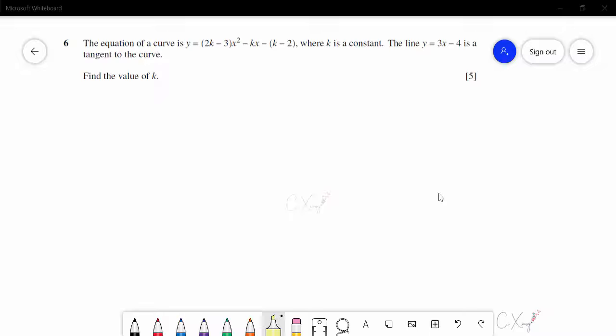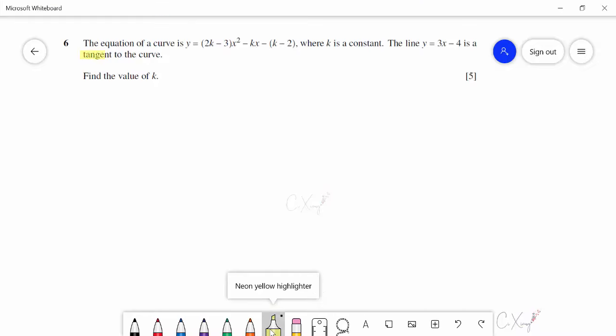Okay, so here we discuss question number 6. All right, they give us the equation of a curve, and k is a constant. So the line y equals 3x minus 4 is the tangent to the curve. And they want us to find the value of k. So tangent to the curve means that the line and the curve intersect at one point. Okay, so we try to solve simultaneous equations since it is related to intersection, right?